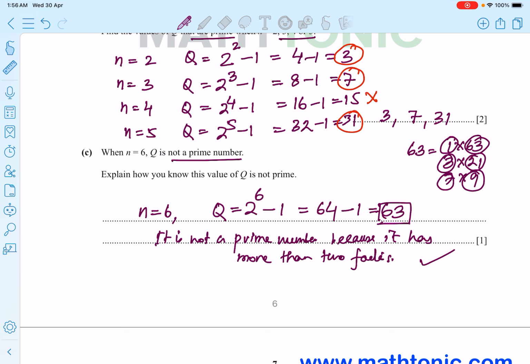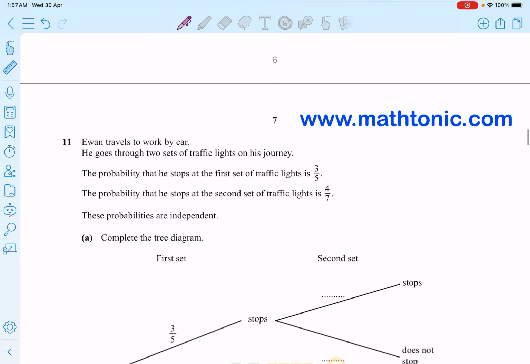A prime number always has only 2 factors, the number and 1. For example, 5 is a prime number. Why? Because I have only 2 numbers: 5 times 1 equals 5. That means it has only 2 factors, the number itself and 1. That's why it is a prime number, but this is not a prime number. Got it? Yes. Next question.